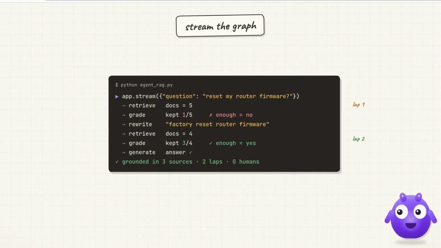It fixed its own homework. Generate writes the answer, grounded in 3 graded sources. 2 laps around the graph, 0 humans in the loop. That's Agentic CRAG, really running.